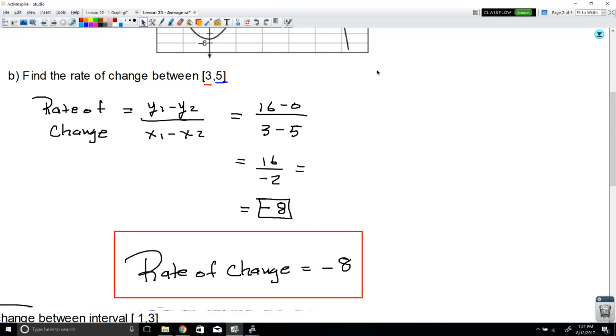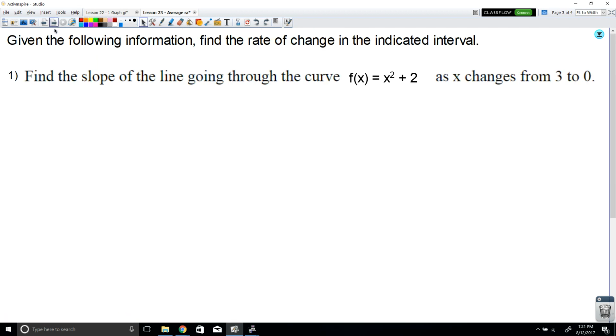So this is the case when we try to find the rate of change using a graph. But there are also instances where they don't exactly give you a graph, but they give you the function for the graph. So how do we tackle those kinds of examples? Well, let's see this example here. It says, given the following information, find the rate of change in the indicated interval. Okay, so we're looking for the rate of change. Perfect. So find the slope of the line going through the curve.